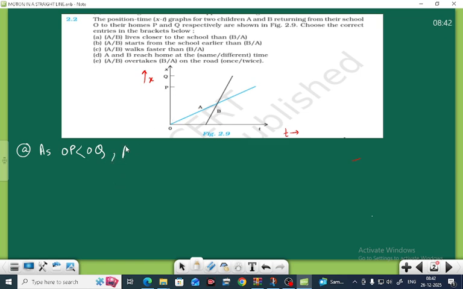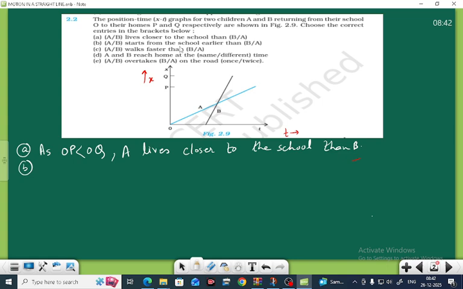So you can say A lives closer to the school than B. Why? Because the distance of B is OQ and OQ is greater than OP. So OP is less than OQ, and we can say A lives closer to the school than B. Now question number B is what we are going to see here. A or B starts from the school earlier than B or A.